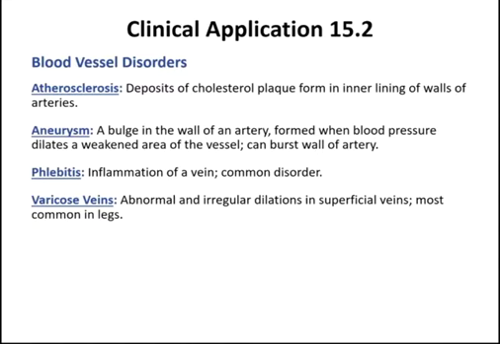clot formation, right? And then you have an aneurysm, which is a bulge in the wall of an artery when pressure dilates a weakened area. And if this actually bursts, the blood leaks into tissues, and of course you can have a life-threatening event this way. Phlebitis is not usually a life-threatening event. It's just inflammation of a vein that can be very annoying.